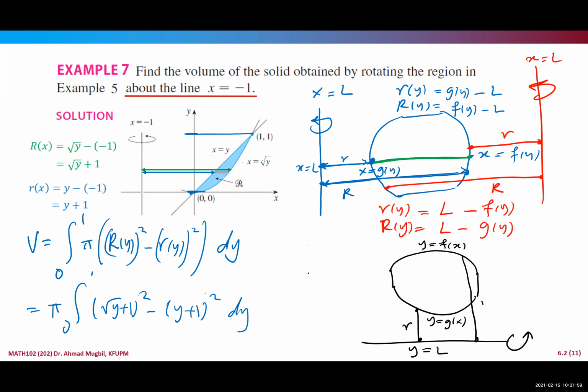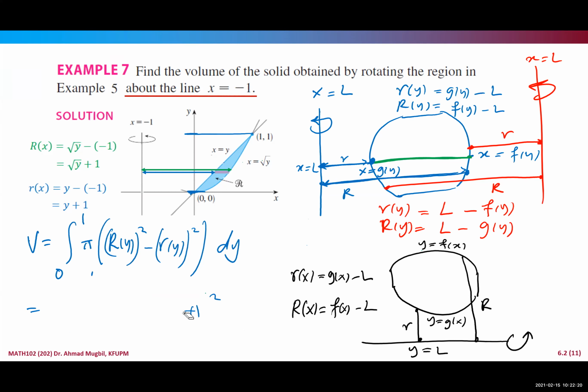In this case, R of x will be a function of x. It will be just g of x minus L. And R, the outer radius, will be f of x minus L. If this axis of rotation is above the region, what will you have in this case?